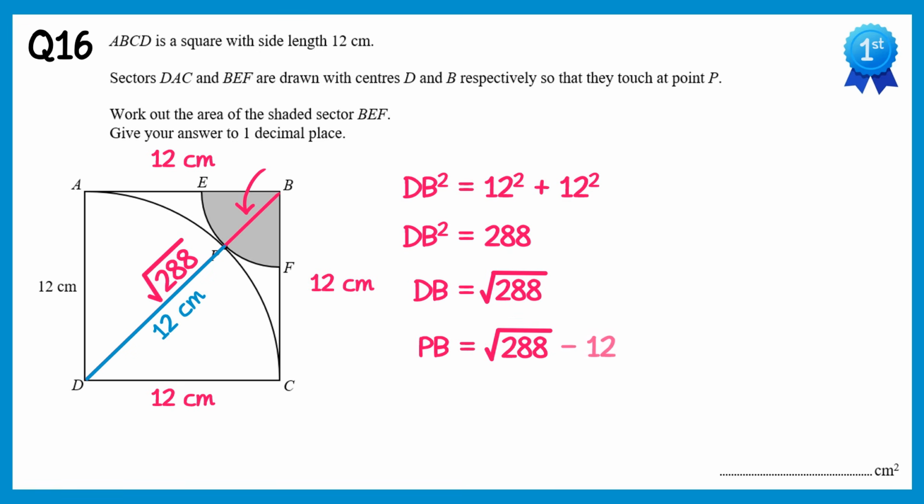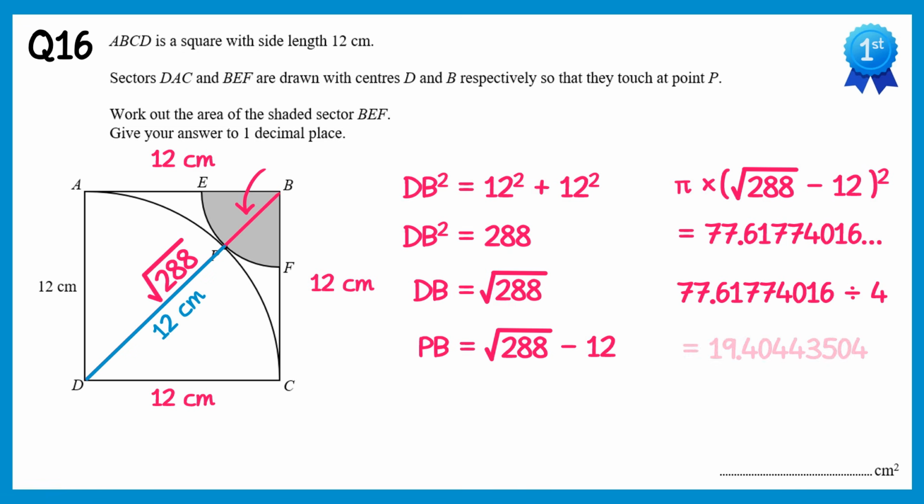Now we've been tasked with finding the area of this sector, so we'll use the formula for the area of a circle, which is pi times the radius, which we now know is from P to B, which is square root 288 take away 12, but we need to square that since it's pi r squared. If you type this into your calculator, you'll get this number here. But since this is 1/4 of a circle, we'll need to divide this by 4, which gives you this answer, and we've been asked to round it to 1 decimal place, so 19.4.